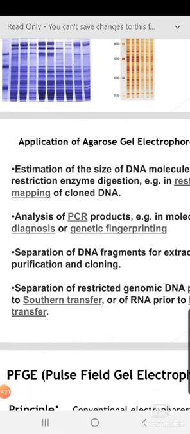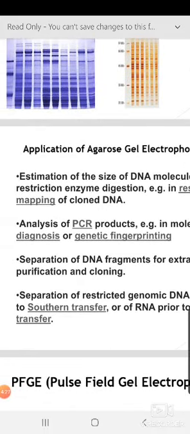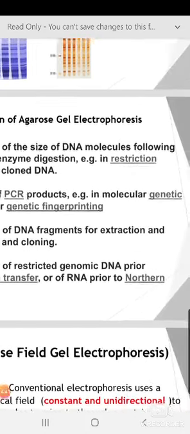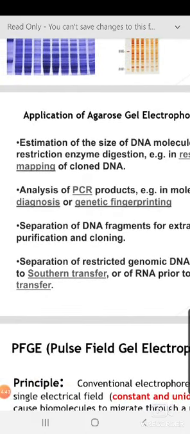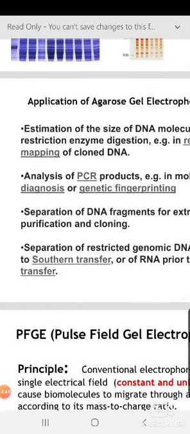Applications of agarose gel electrophoresis. Estimation of the size of DNA molecules following restriction enzyme digestion, that is, restriction mapping of a cloned DNA we can do. So you can remember restriction mapping. After digestion with the restriction enzyme, you can just run the gel and see the fragment size. Analysis of PCR fragments, that is molecular genetic diagnosis or genetic fingerprinting. Separation of DNA for extraction, purification and cloning.